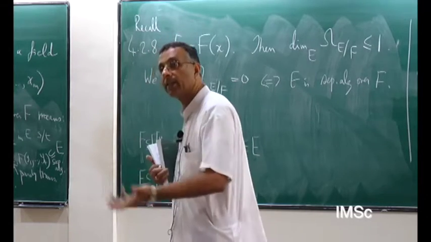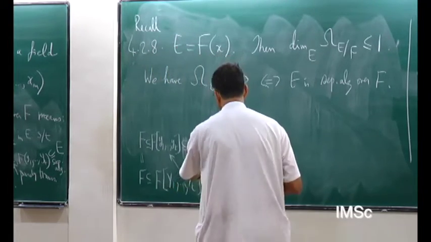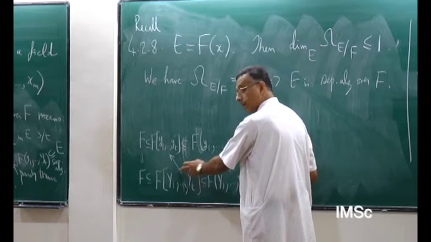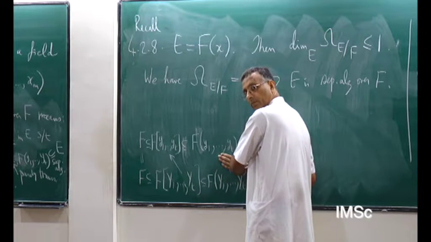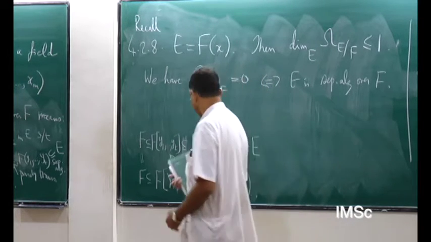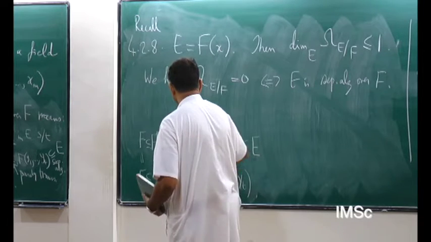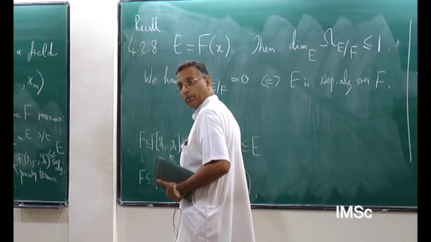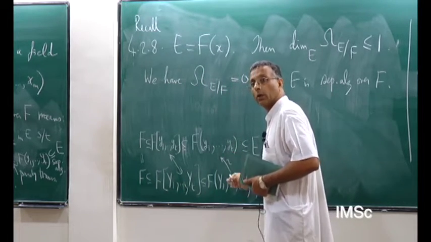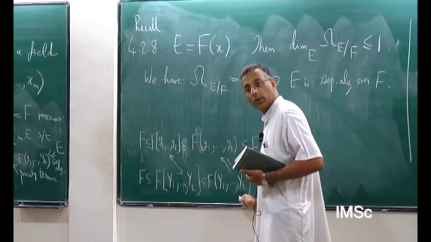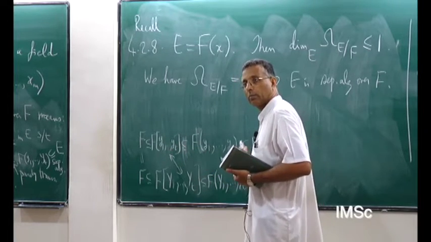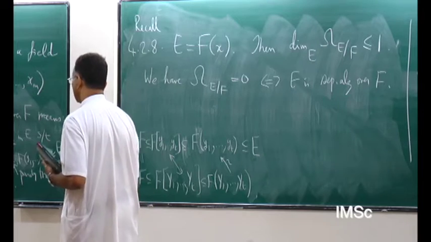The map to the field doesn't even exist in general. It's only if this is an injection that it exists, because you are inverting all elements. So if this is an injection, you call these algebraically independent, in which case the field generated by those is isomorphic to this field of rational functions, and you call such an extension a purely transcendental extension.